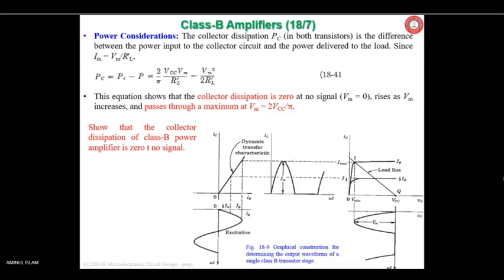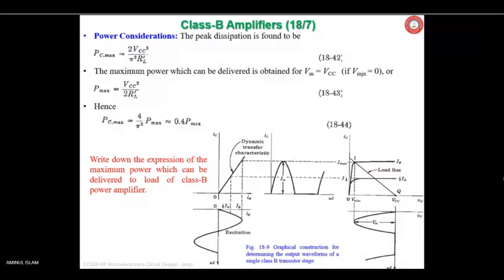The collector dissipation PC in both transistors is the difference between the power input to the collector circuit and the power delivered to the load. Since Im is the maximum or peak value of current, Vm by RL prime, PC equals Pi minus P. Putting the values of Pi and P, we get this expression. This equation shows that the collector dissipation is zero at no signal, that is, Vm equals 0. It rises as Vm increases and passes through a maximum at Vm equals 2 VCC by pi.